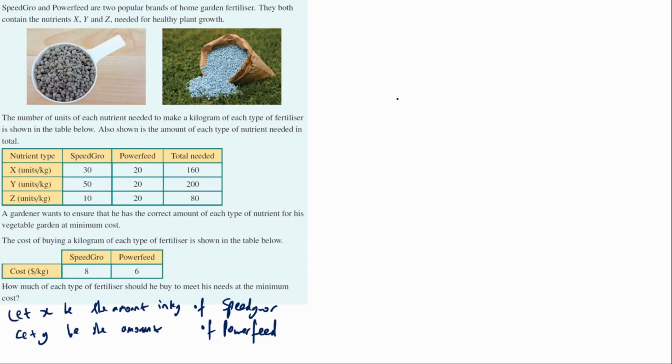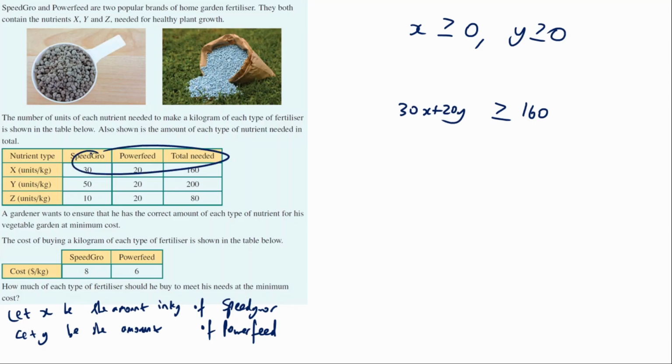Now our constraints, once again, we can't have negative values here. We don't want negative amounts of speed grow or power feed. So our first set of limitations are going to be X is greater or equal to 0 and Y is greater or equal to 0. So we're going to need at least 160 units of X here. So that means it needs to be greater or equal to 160. So that means the amount of materials must be greater than that. So that needs to be 30x plus 20y here, just got from that table.